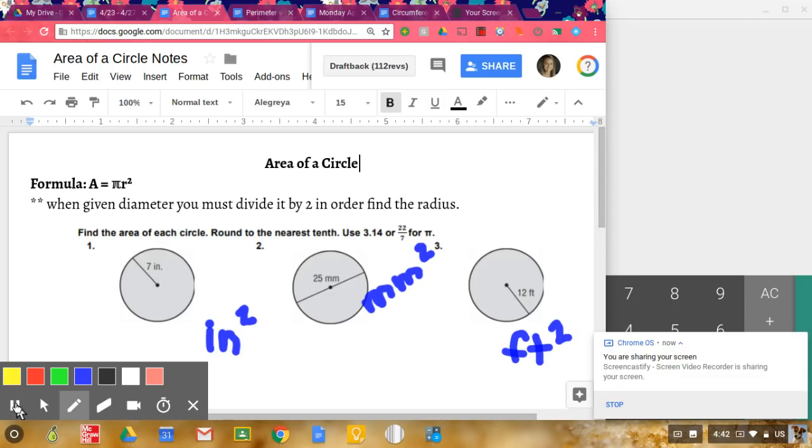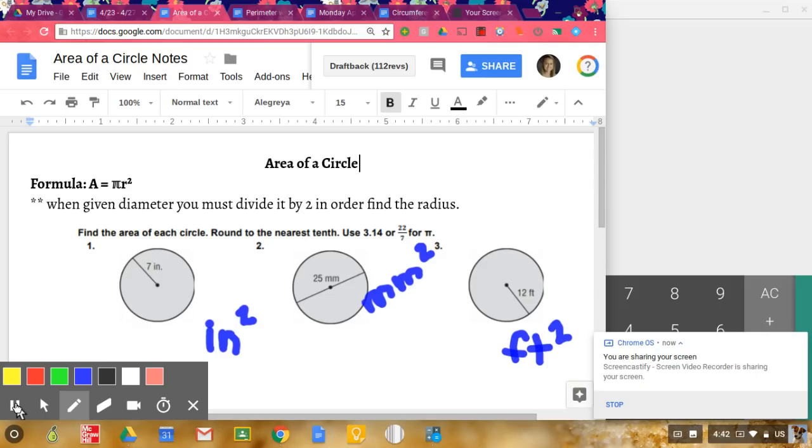I'm not giving you the formula for diameter because it involves a fraction. The easiest way to do it is, if it gives you the diameter, divide it by 2 in order to find what the radius would be, and then plug that number into the formula I gave you. That one extra step is still easier than having to multiply by the fraction.